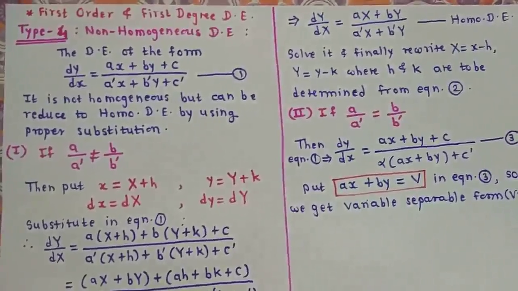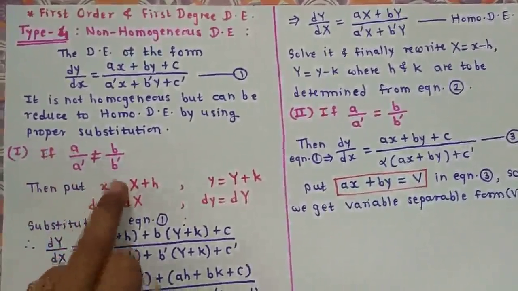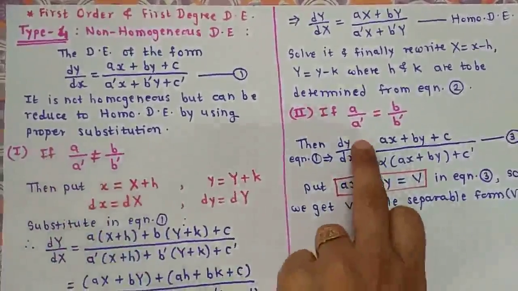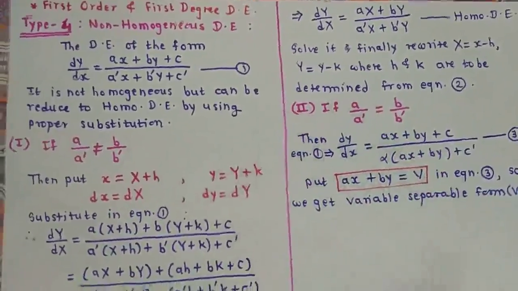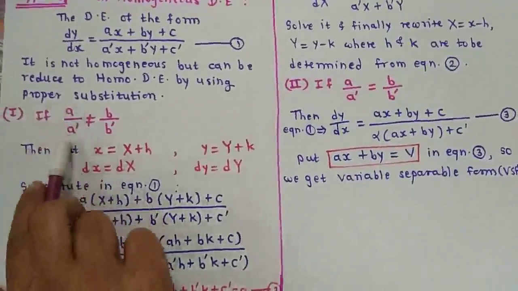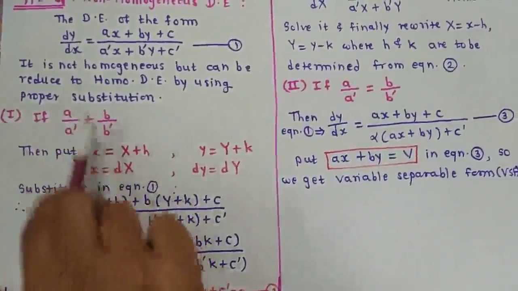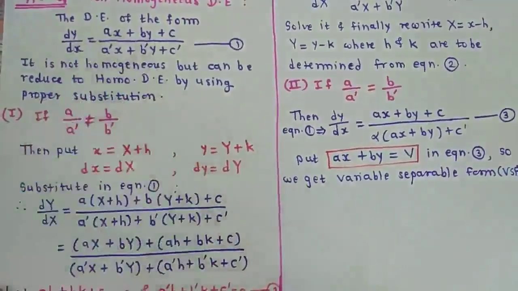There are two cases. The first case is a upon a' not equal to b upon b', and the second case is a upon a' equals b upon b'. So first of all, I explain the first case. When the ratio a upon a' is not equal to b upon b', once again see what is a, what is b, what is a', and what is b'.